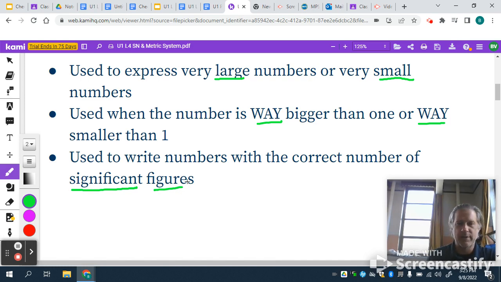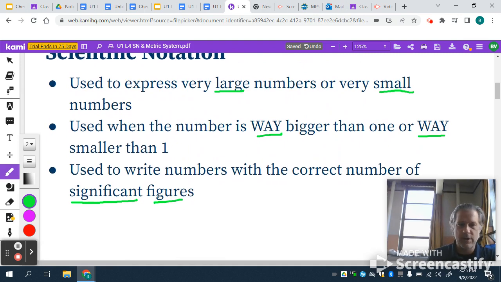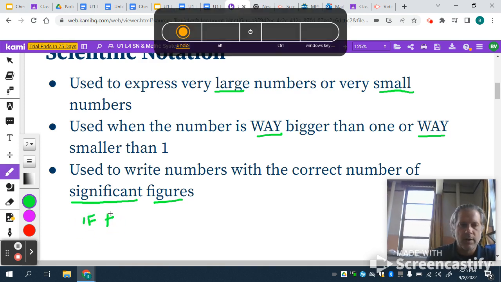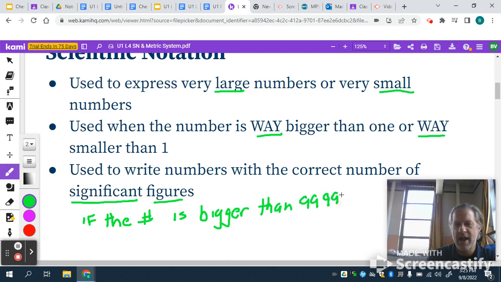Now, there's a couple things I'd like to point out about this, and when to use it. I often use scientific notation if the number is way bigger than 1. An example of that would be if the number is bigger than 99,999, then I'll put it in scientific notation.